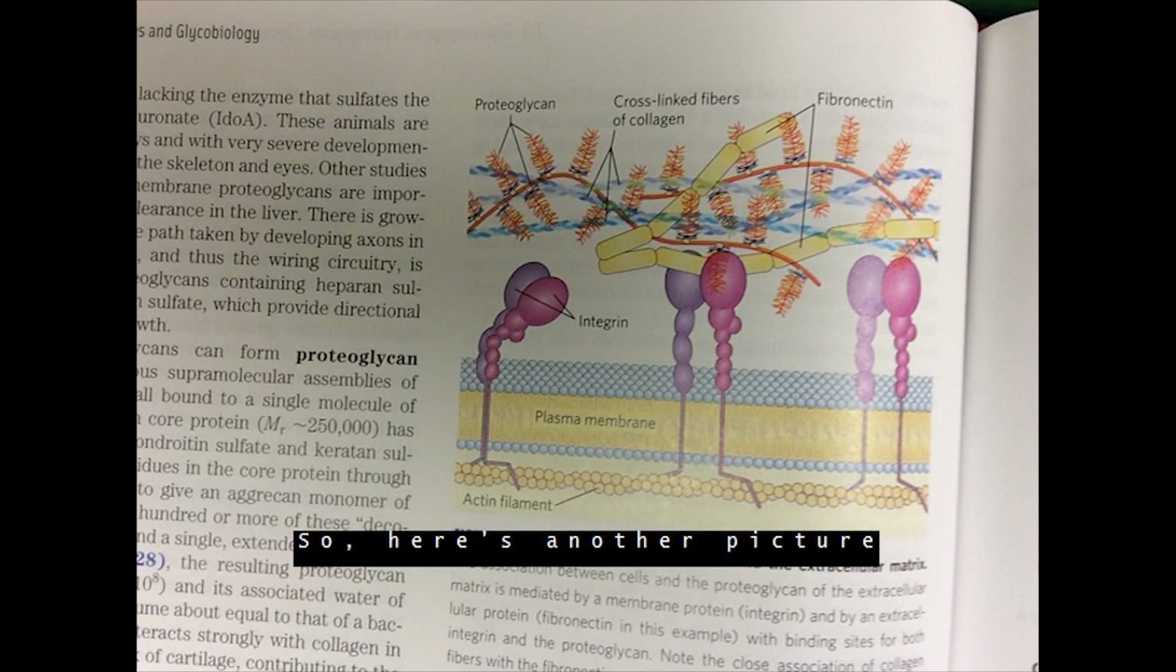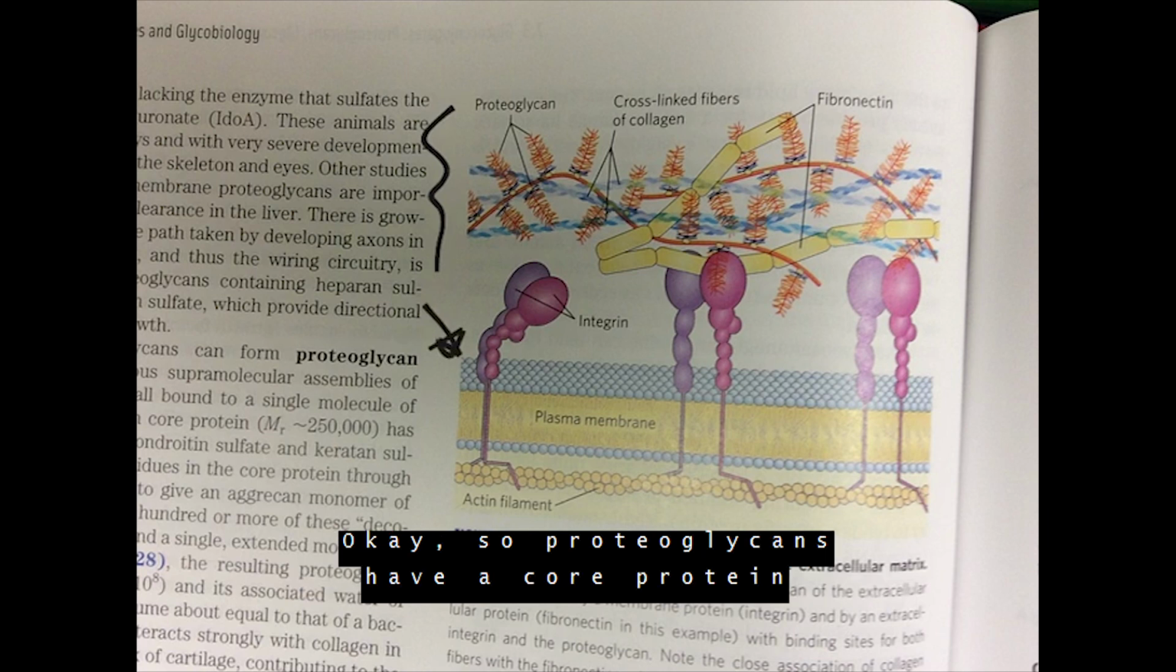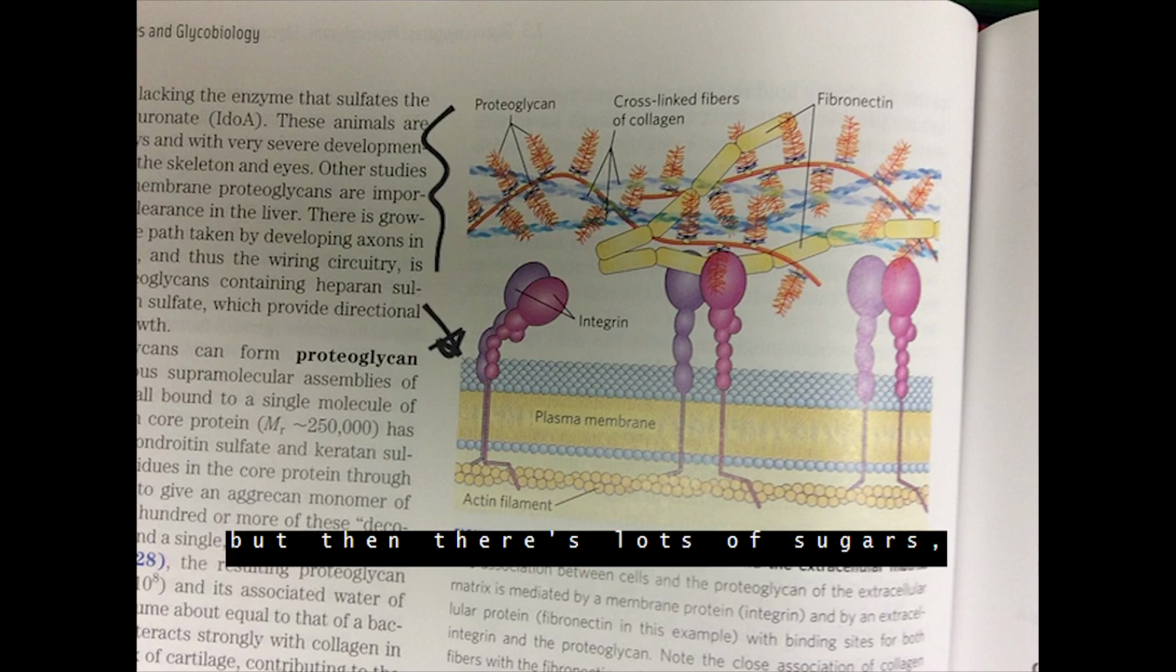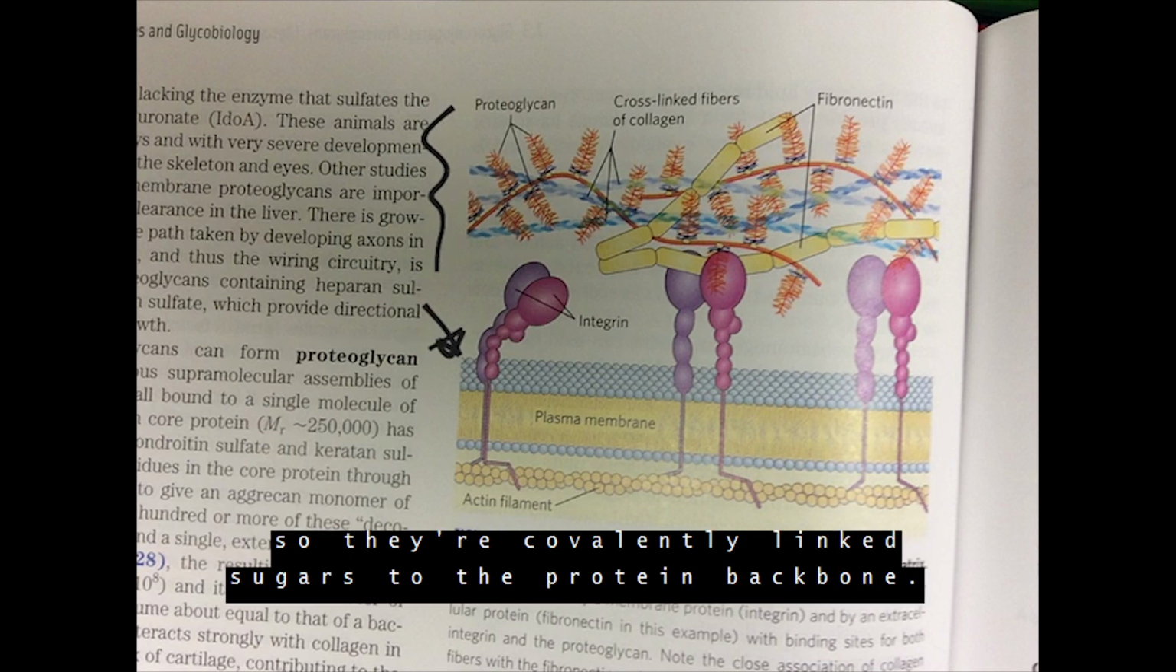Here's another picture from your book sort of representing that. Here's these proteoglycans out here in the extracellular matrix. And you can imagine that if you change how much of these there are, then you're changing access to this cell surface. Okay, so proteoglycans have a core protein, which is anchored typically to the cell surface, but then there's lots of sugars, so we call those glycosaminoglycans. They're covalently linked sugars to the protein backbone.